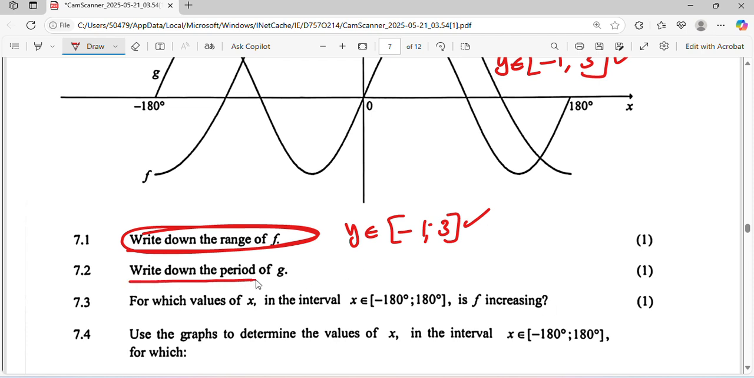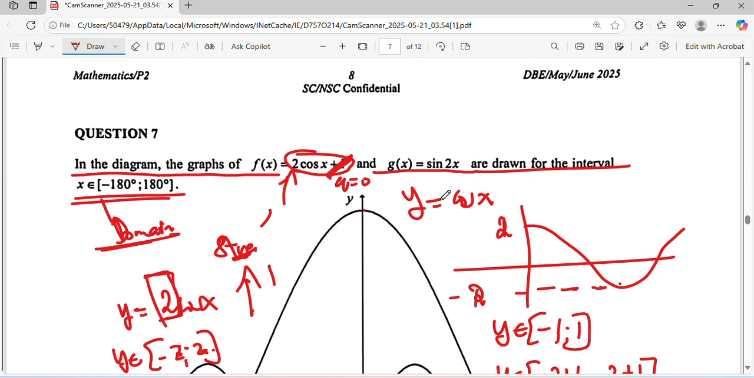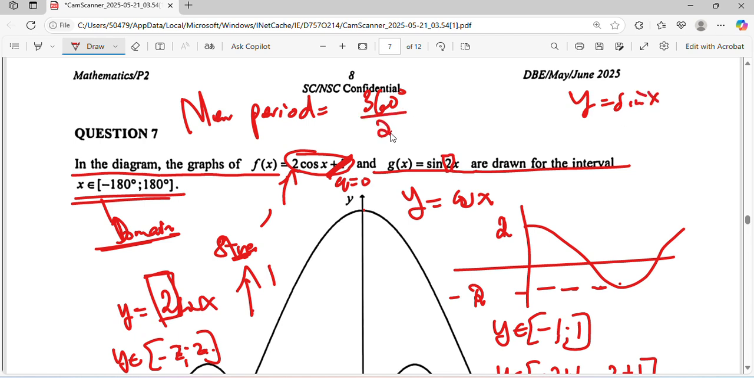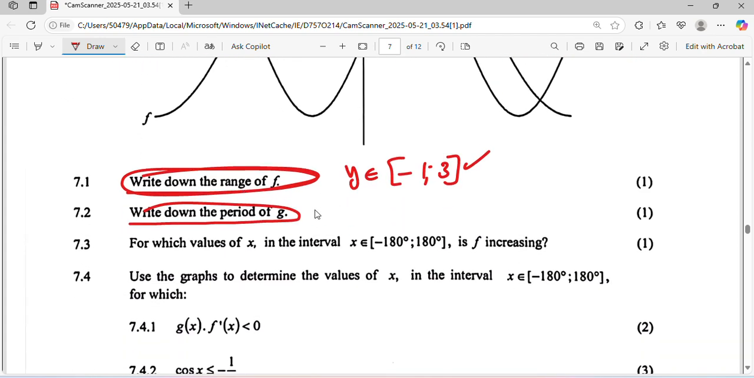And they say write down the period of g. Where is g? Now g, the equation you can see, g is the sine graph, and I said the moment you have a number here, that number affects the period, which means the new period of g is going to be 360, because the period of a normal sine function, y is equal to sine x, is 360. So we divide by k, which k in this case is 2. So 360 divided by 2 is 180. So that is the new period. Easy 1 mark again. Okay, so write down the period of g. Period is 180 degrees. Another 1 mark.